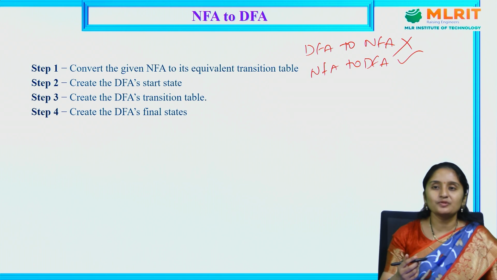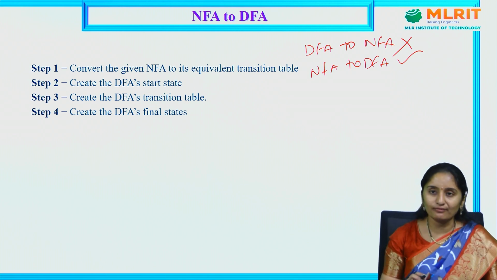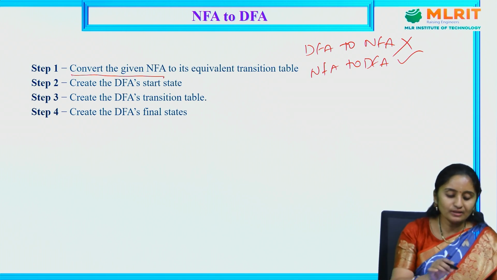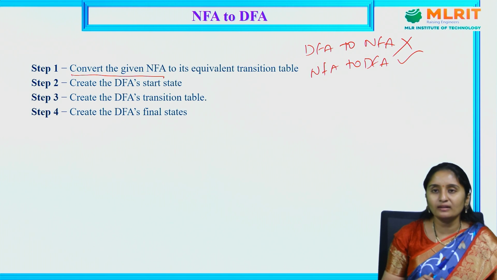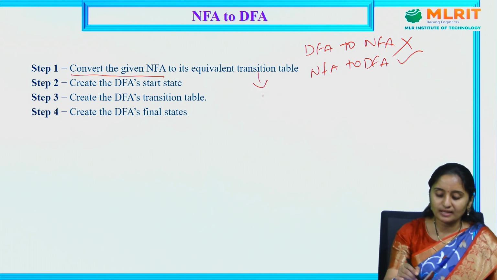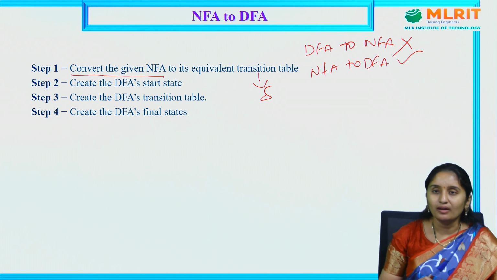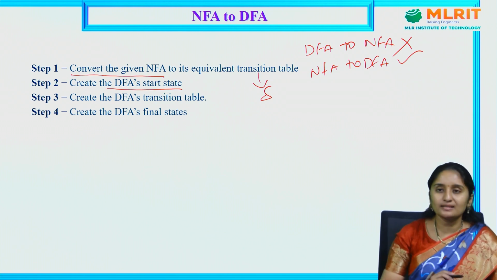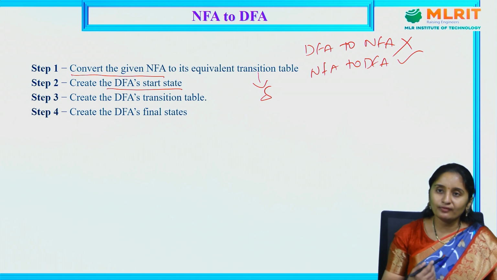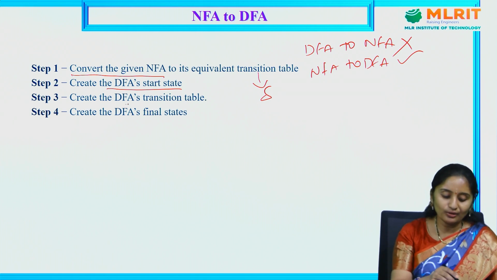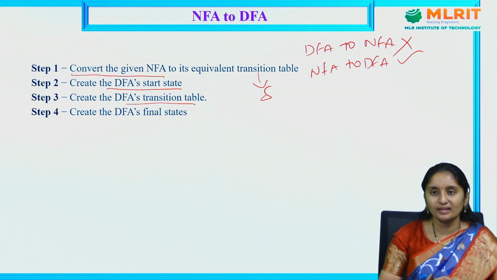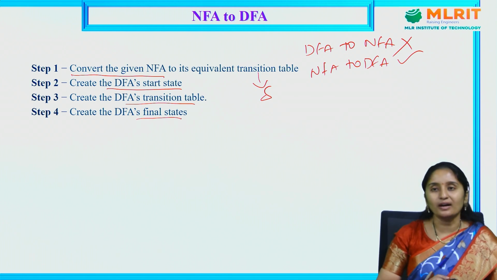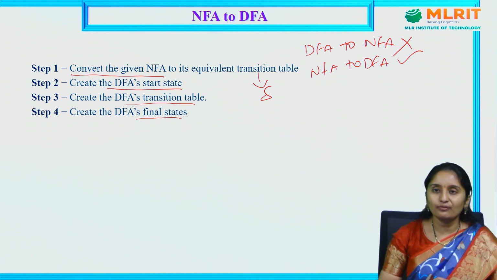So what are the steps required to convert an NFA to a DFA diagram? First, convert the given NFA to its equivalent transition table. A transition table is based on the 5 tuples, where we have a delta table. Then create the DFA start state. After you identify the start state, you find the transition table for the DFA diagram, and you find the final states.